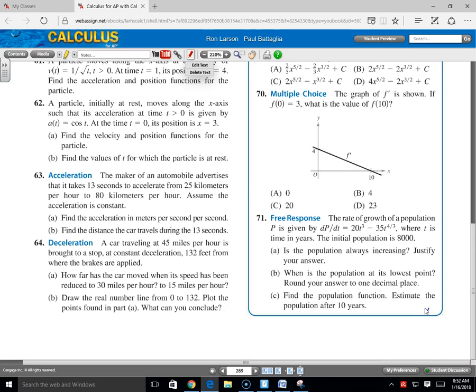On 71, when you look at dp dt, what is that guy? He's the derivative of population. So he's the rate of change of population, right? So if it says population increasing, that's what it is. This is P prime. So let's do a sign chart. No, this is d, not d squared p dt, this is just dp dt.